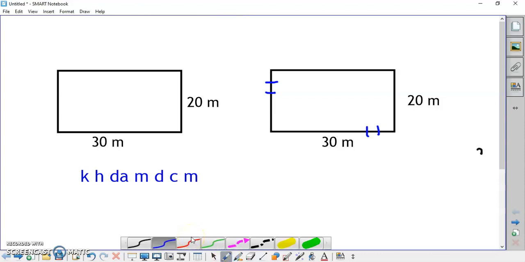Let's say there's an area on the field that we want to put a fence around. We want to make a big rectangle that's 30 meters long and 20 meters wide. How much fence do we need to buy? Well, first of all, if I just want to calculate the perimeter, 2 times the length plus 2 times the width is going to give me 100 meters.